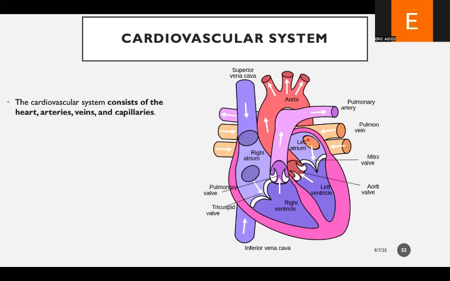Okay, so I've given you the background. You can work them out and then list the structures involved for systemic and then pulmonary. As indicated here, the cardiovascular system consists of the heart, arteries, veins, and capillaries, which make up the blood vessels.